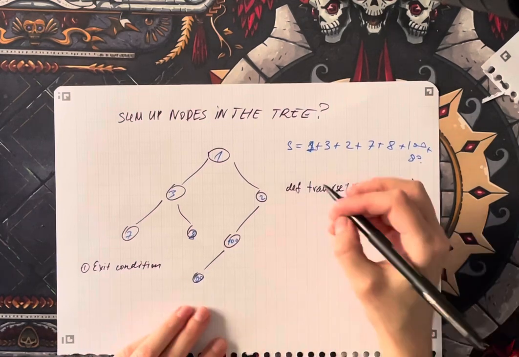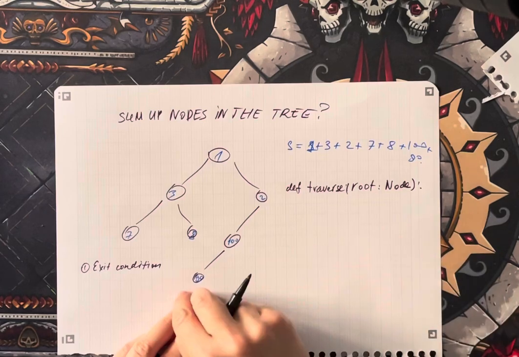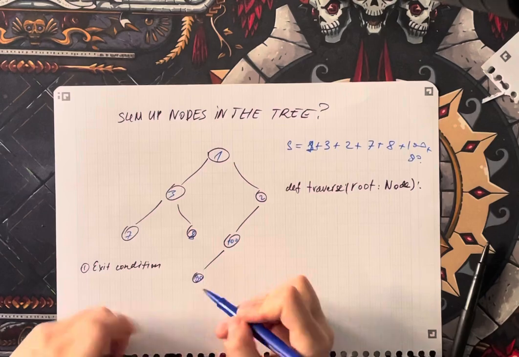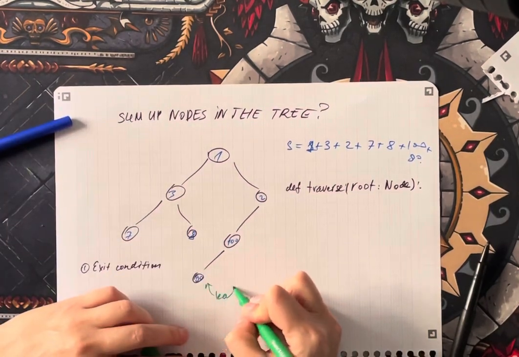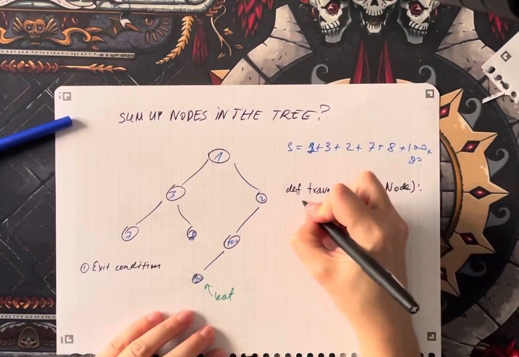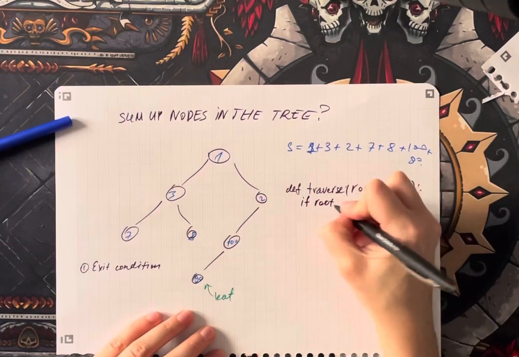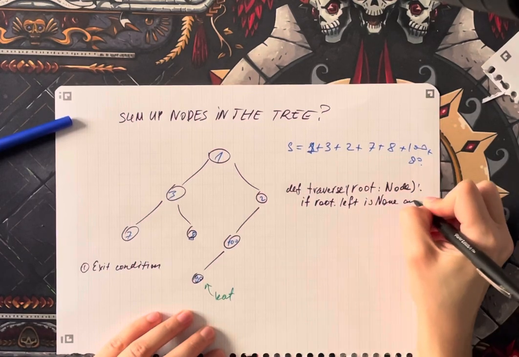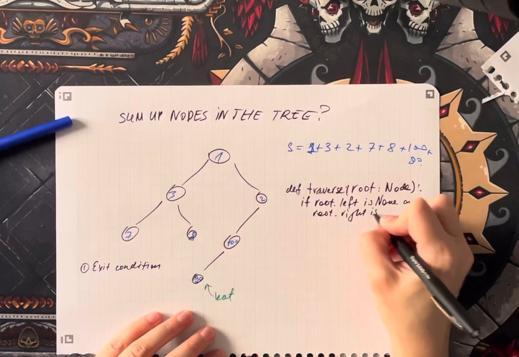Let's check it right away. How do we understand? Well, both children are None, right? Because if both children are None, this is a leaf. By the way, this is called a leaf. This is a leaf and you can quit. So let's check: if root.left is None and root.right is None.